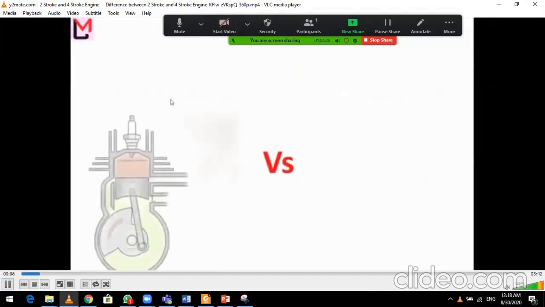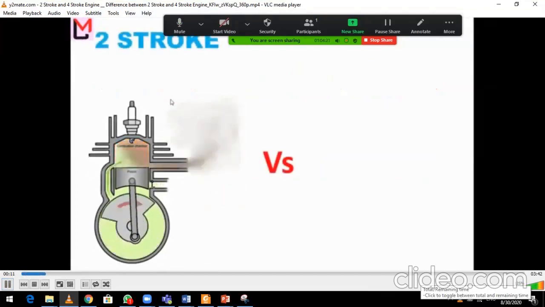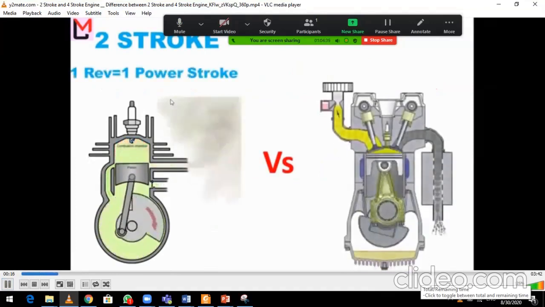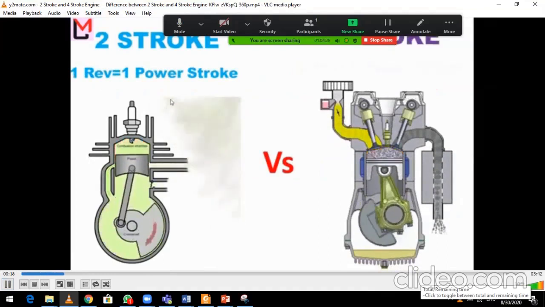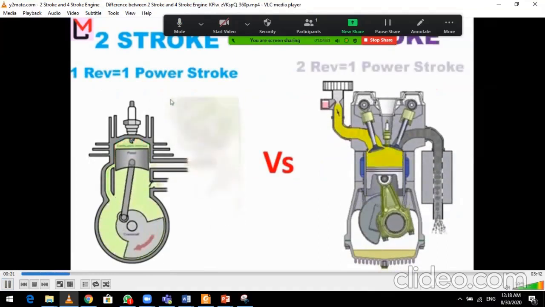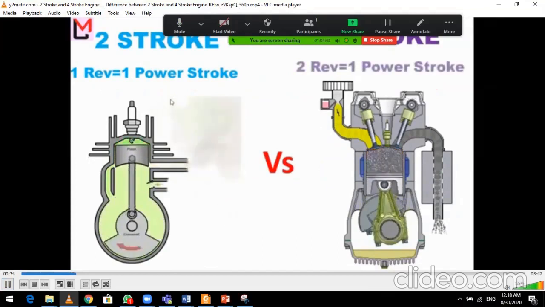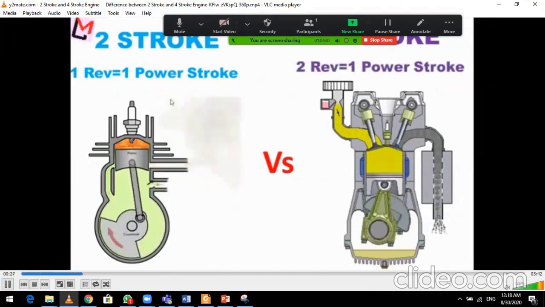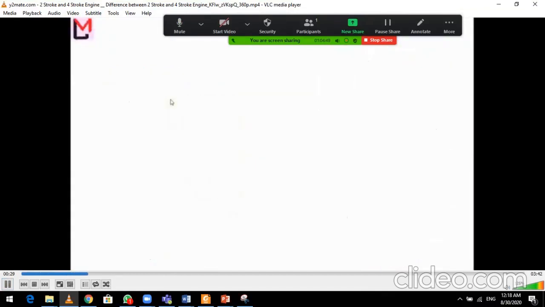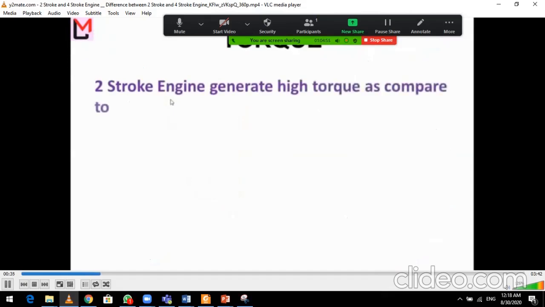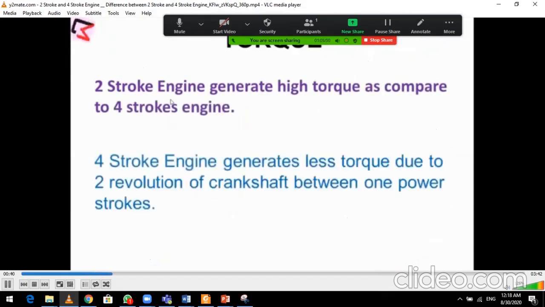In two-stroke engine, 1 revolution of crankshaft is equal to 1 power stroke. In four-stroke engine, 2 revolution of crankshaft is equal to 1 power stroke. Torque. Two-stroke engine generate high torque as compared to four-strokes engine. Four-stroke engine generates less torque due to 2 revolution of crankshaft between 1 power strokes.